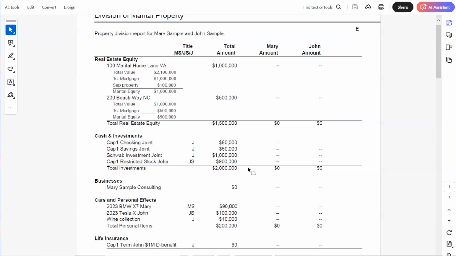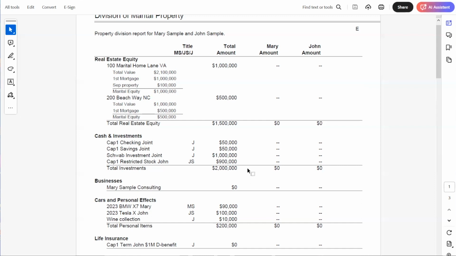Next, we get to cash and investments, and that's where we list all bank accounts, including checking accounts, savings accounts, and any brokerage accounts. We also have in here what we call restricted stocks. So we also include what we call executive compensation. It could be stock options, restricted stock units, or performance stock units, or something like that, that we would consider some type of executive compensation.